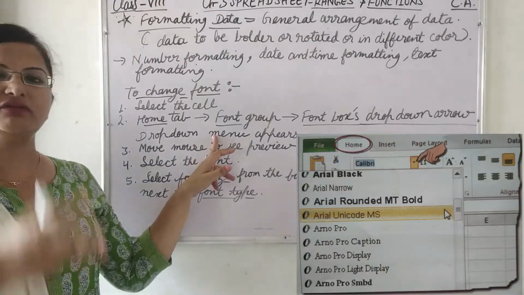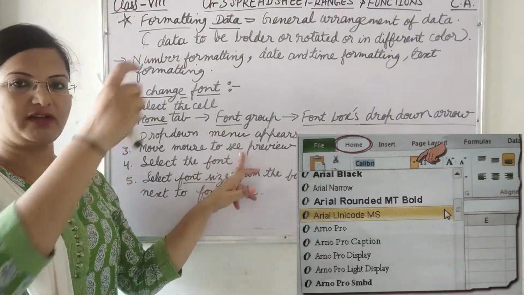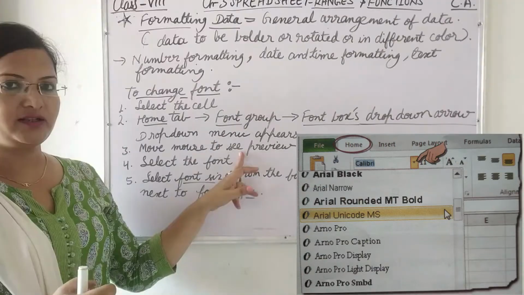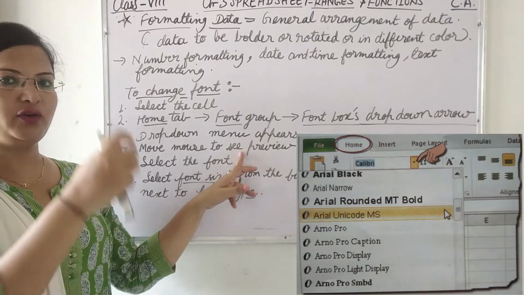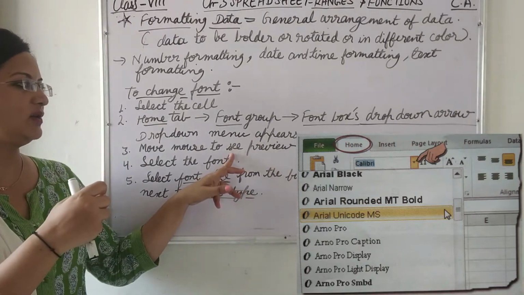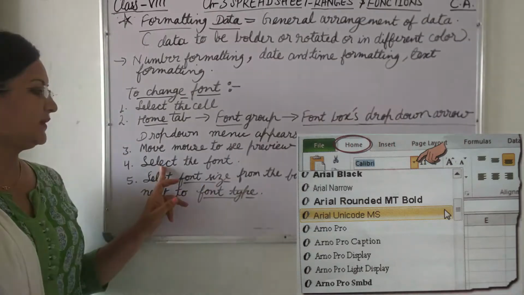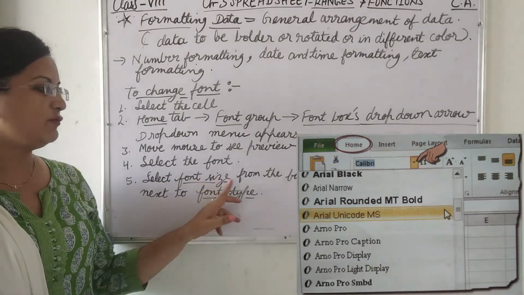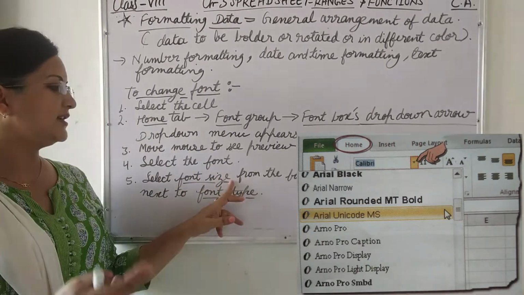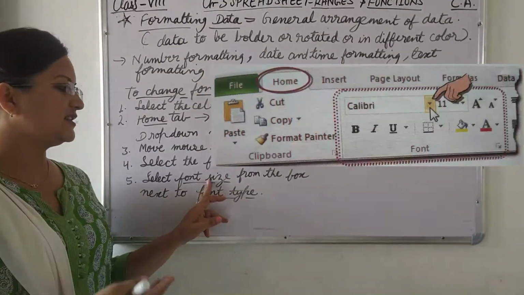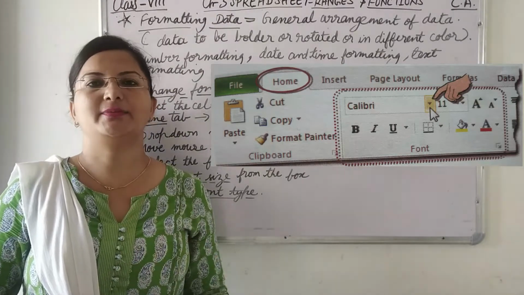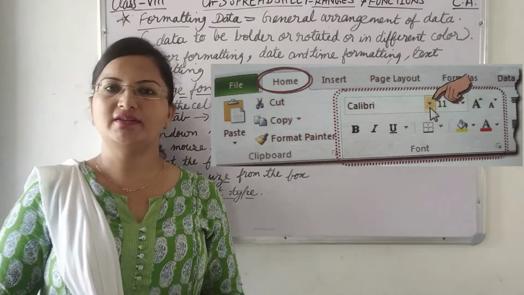In the drop down there will be a list of font types. One by one, when you move the mouse over it to see the preview, you will be able to see the preview at a time only when you mouse over a particular font type. Then select the font, and if you want to change the size of the font, near the font type there is a font size drop down also. From there you can choose the number that you want for the font size.